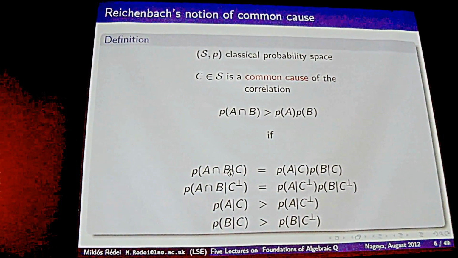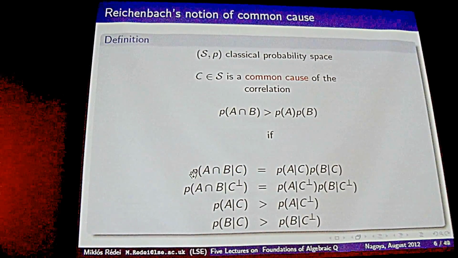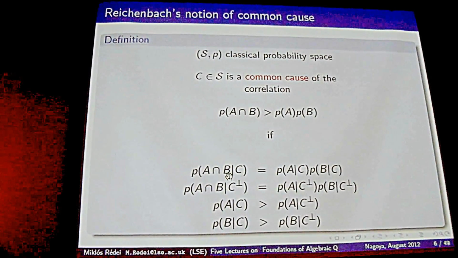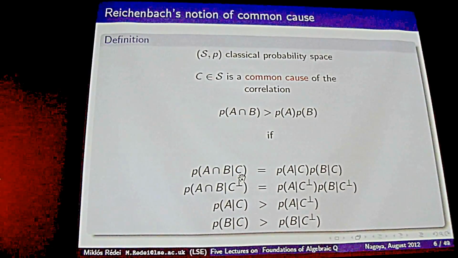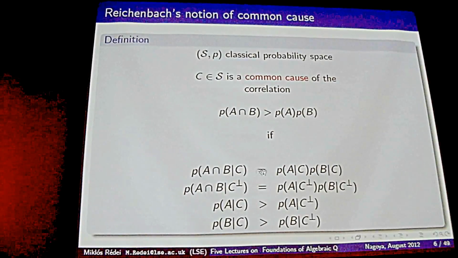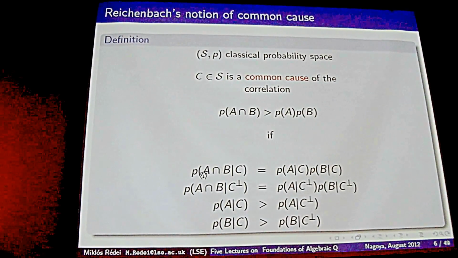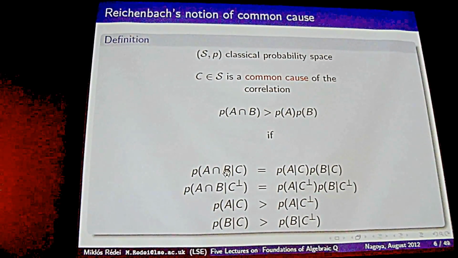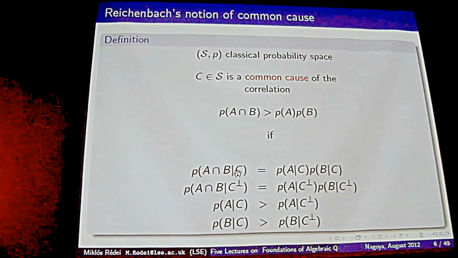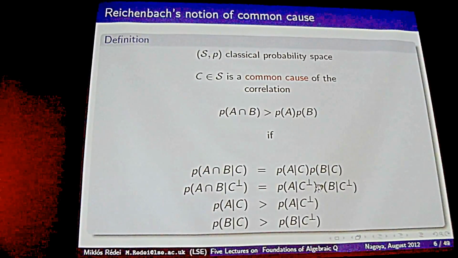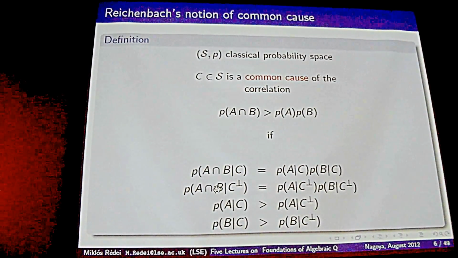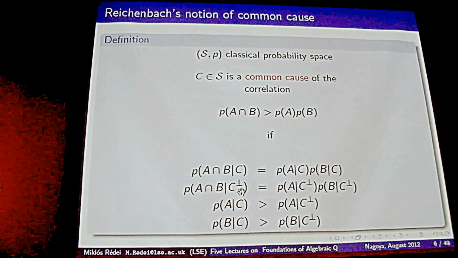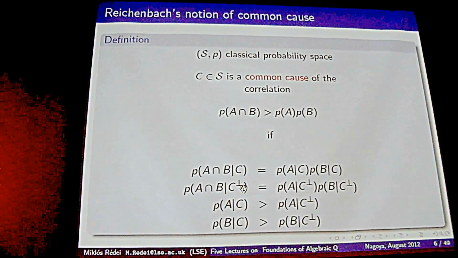Well, the correlation disappears in the probability measure obtained from the original one by conditionalizing on the common cause. Because this means that these two events, A and B, are probabilistically independent with respect to the conditional probability measure, conditioned by C. The same is true for the probability measure conditioned by the orthogonal component of C, the common cause.